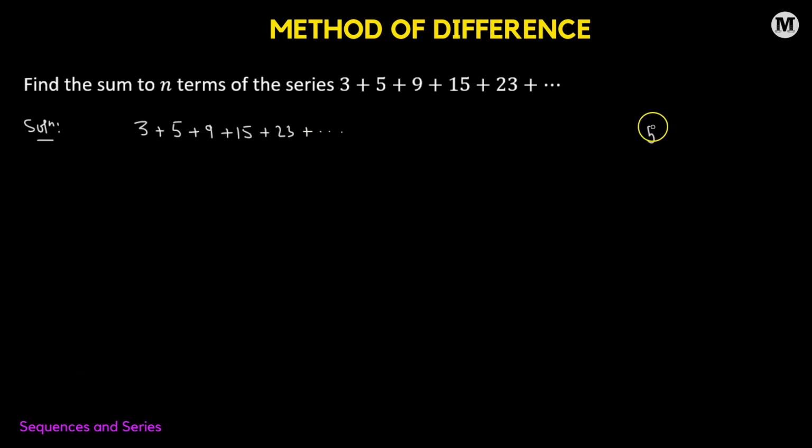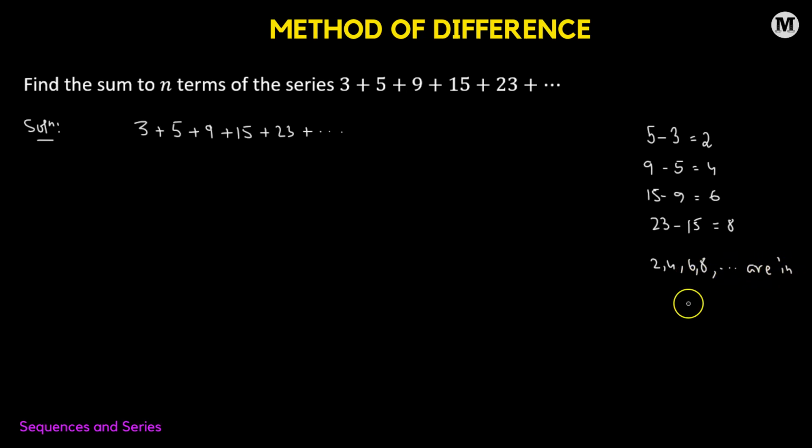If we take the second term, which is 5, and from here subtract the first term, that's going to give us 2. Then we take the third term, which is 9, and subtract the second term, so that's going to give us 4. 15 minus 9, that means the fourth term minus the third term, that's going to give us 6. And 23 minus 15, that's going to give us 8. Now as we can see here, 2, 4, 6, 8. Now these terms are clearly forming an arithmetic progression.